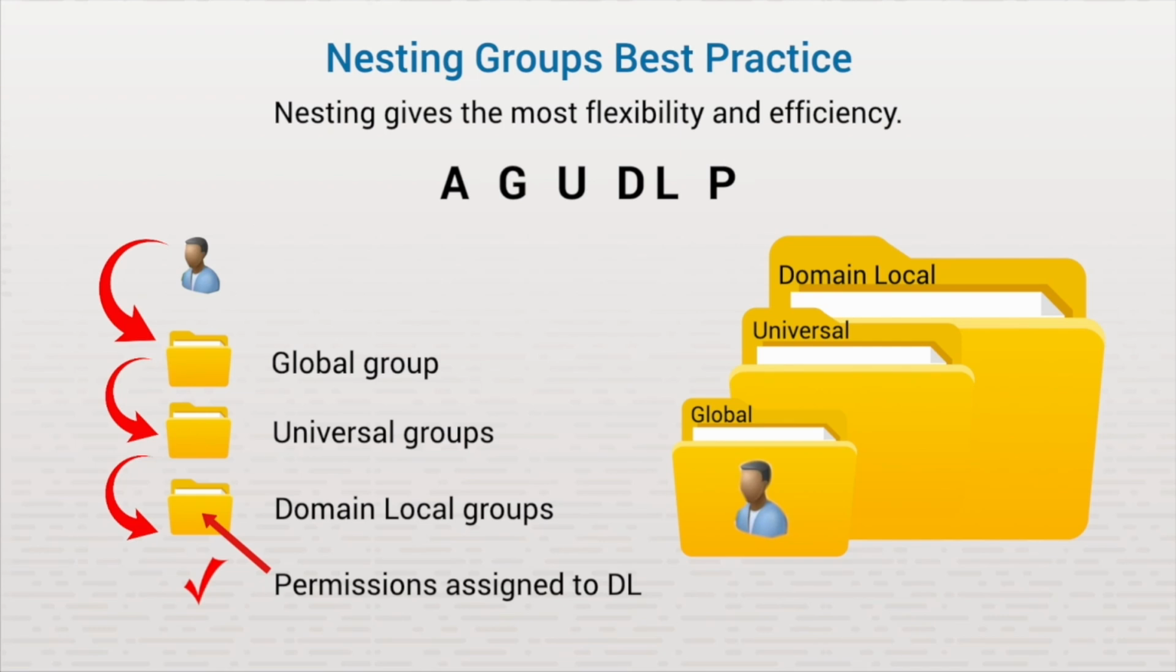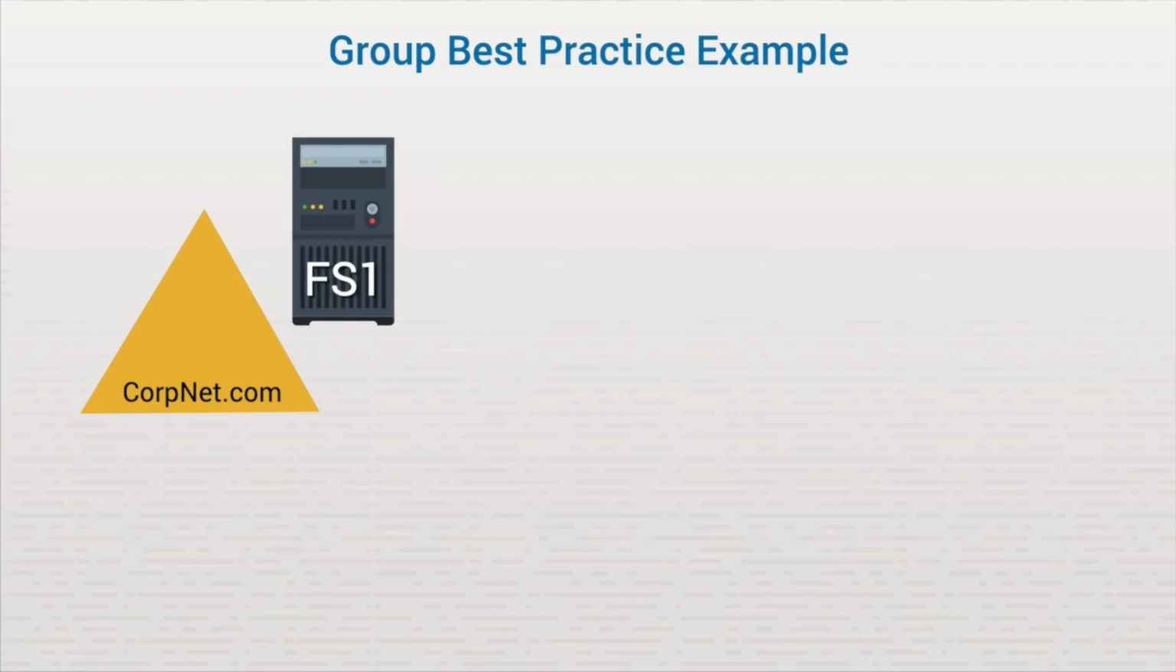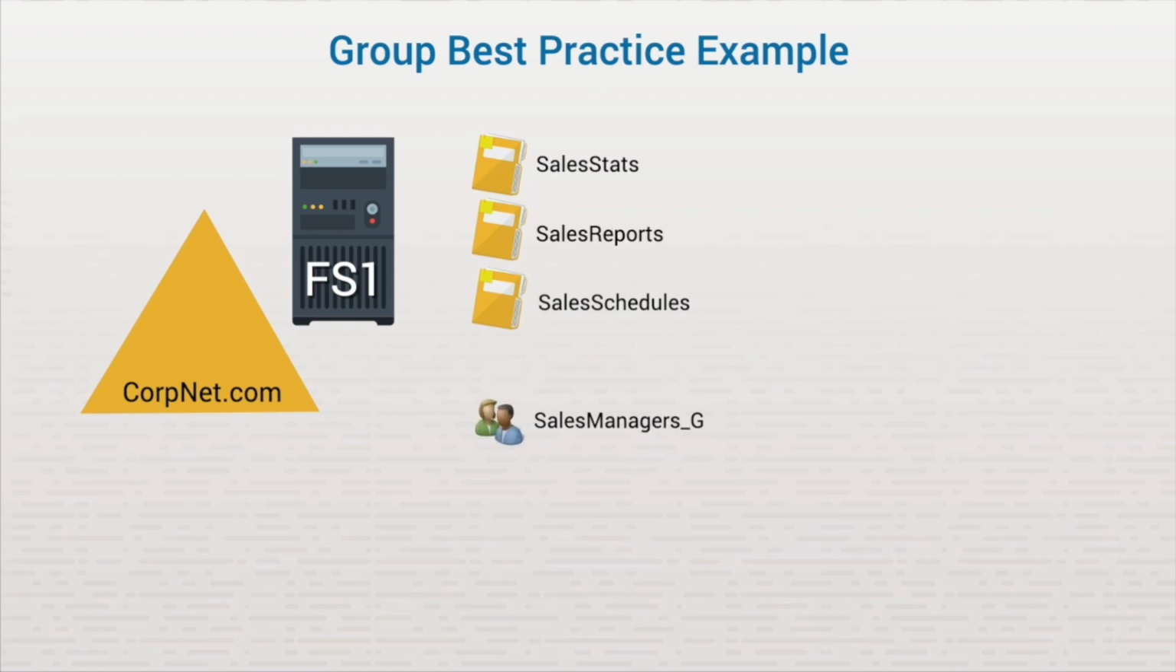If you have a smaller network and have no universal groups, you just put the global groups into the domain local groups. Let's look at an example. Here we have corpnet.com with a file server FS1. It has some shared folders: sales stats, sales reports, and sales schedules. We also have people who need to access these shared folders. They're organized into global groups: sales manager for the managers, and salespeople for the salespeople.